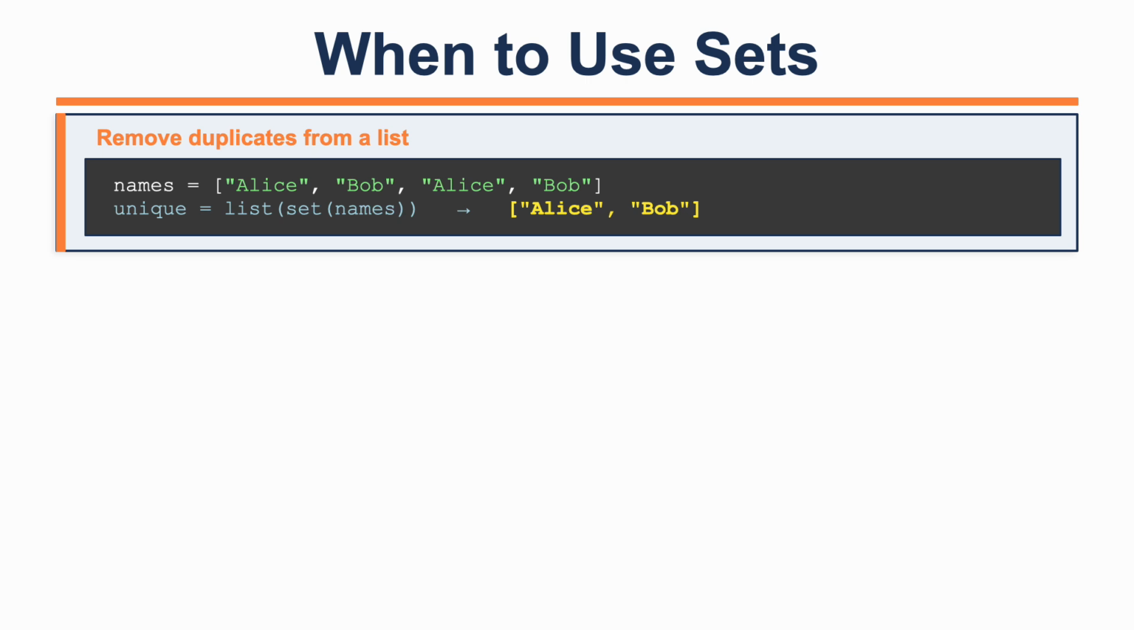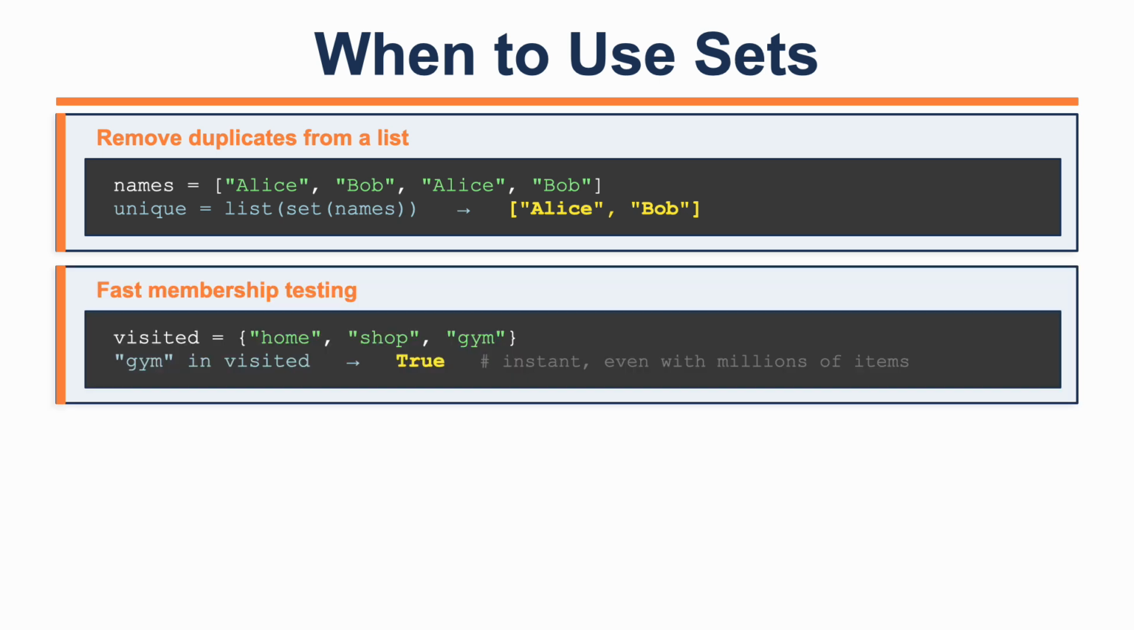The first is removing duplicates from a list. Say you have a list of names with Alice and Bob appearing twice. Wrap it in set to strip the duplicates, then wrap that in list to convert back. 1 line, job done.